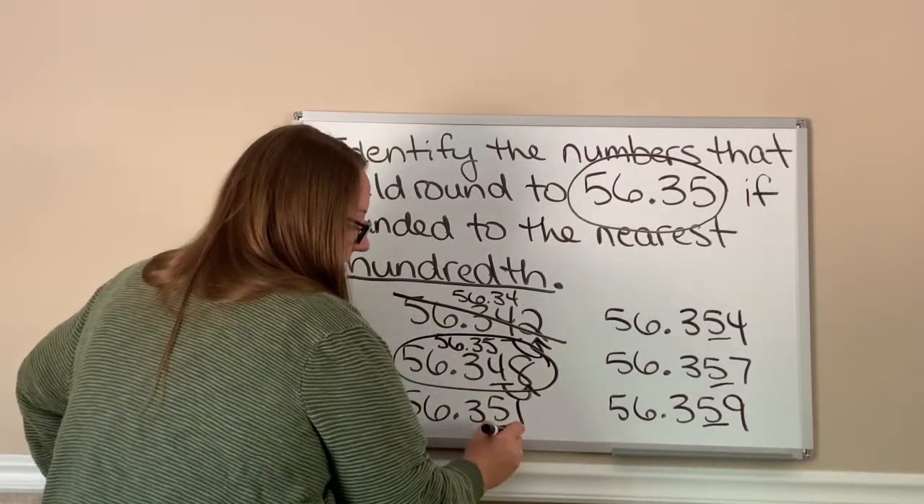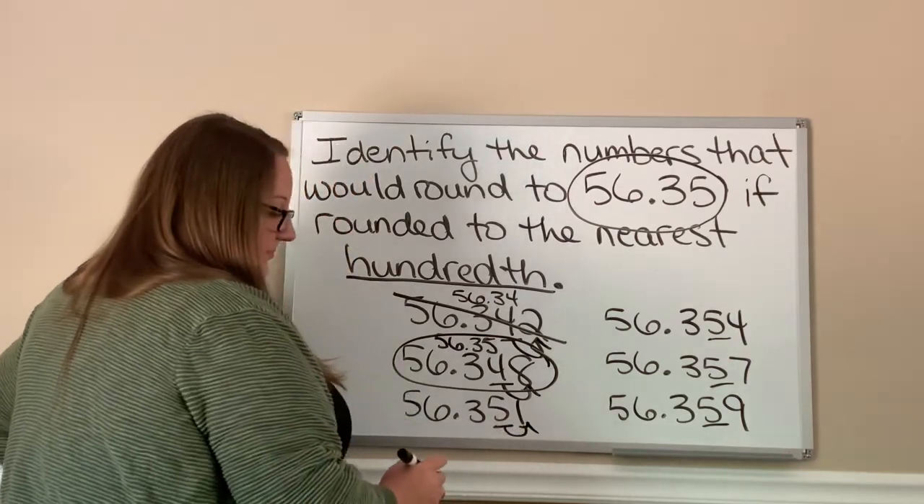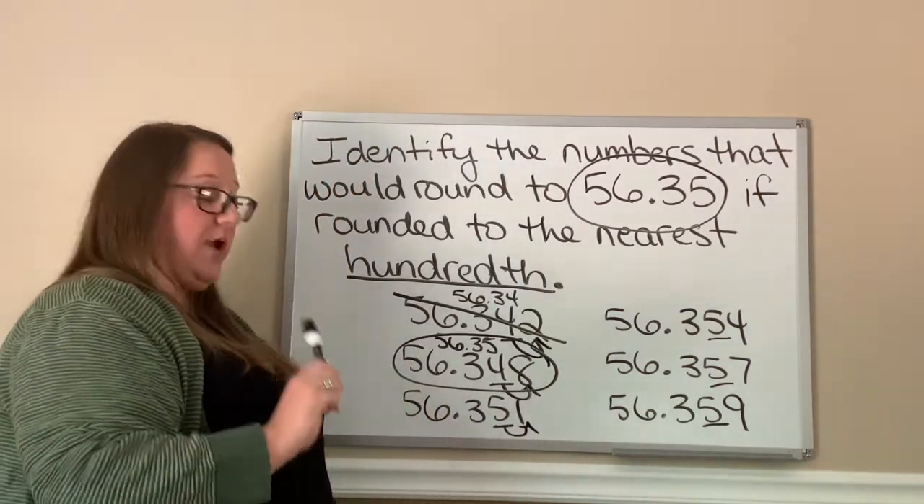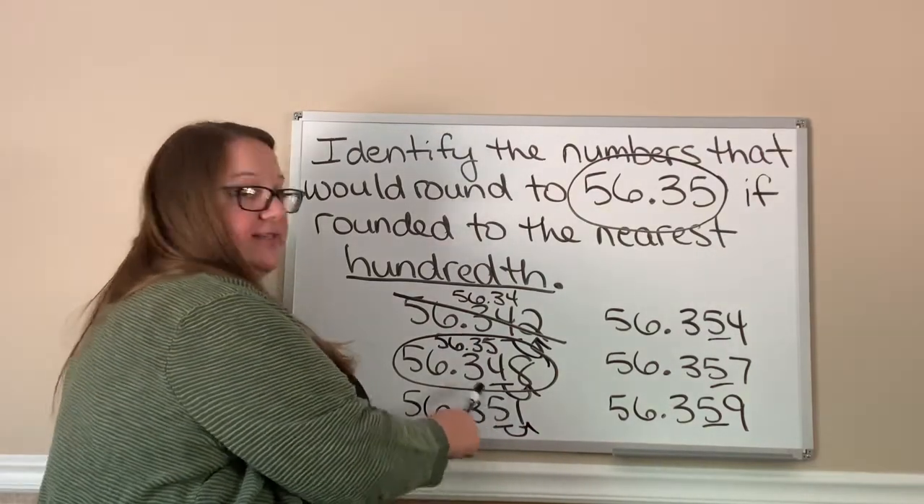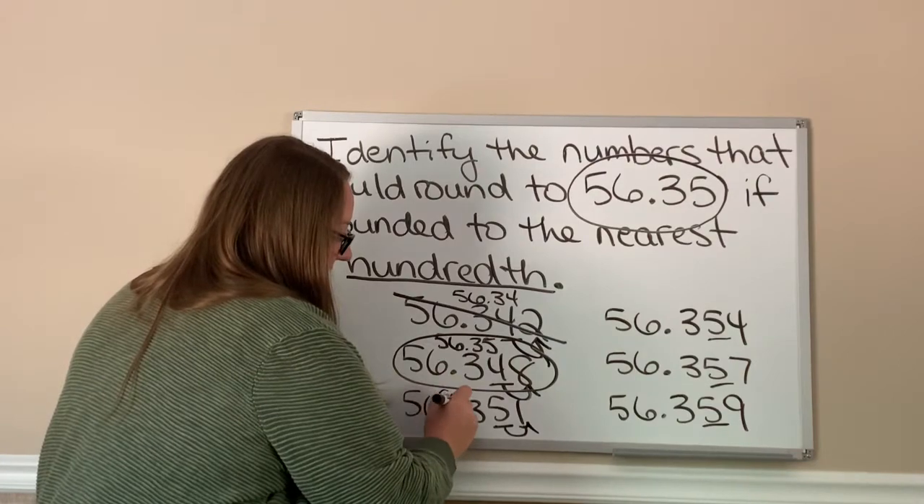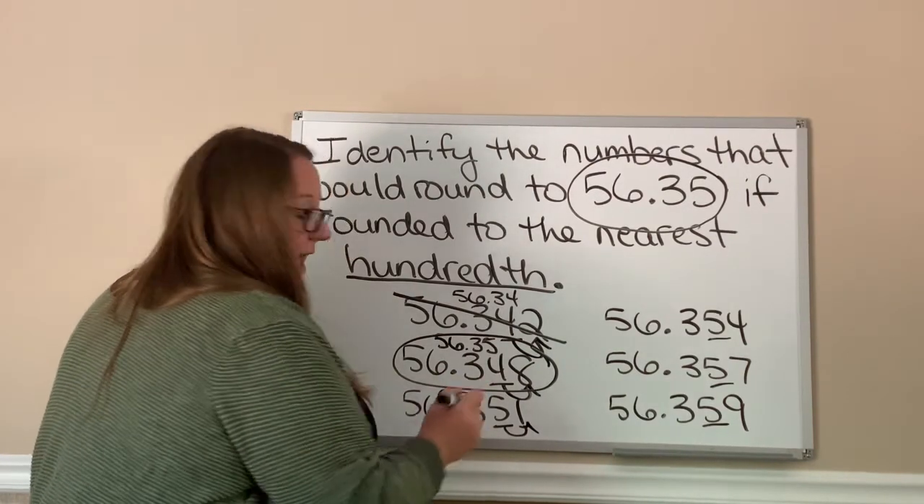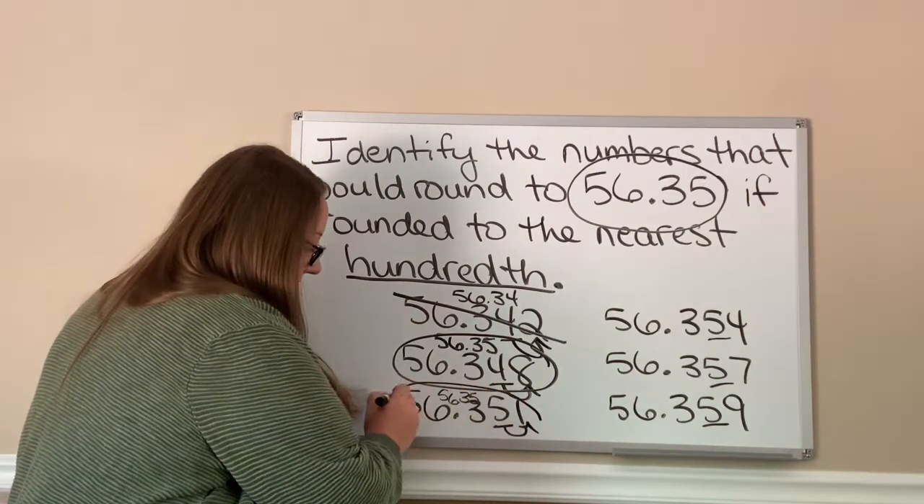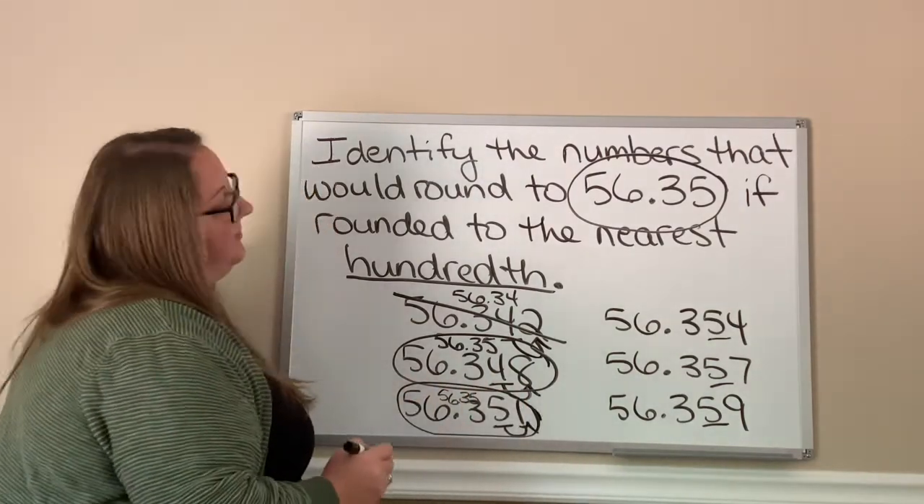Same thing here. Look to the neighbor. It is a 1. So that means I need to let it rest. Let this 5 rest. I do not change that 5. So my new number here is 56 and 35, which is what I'm looking for. So this is a correct answer.